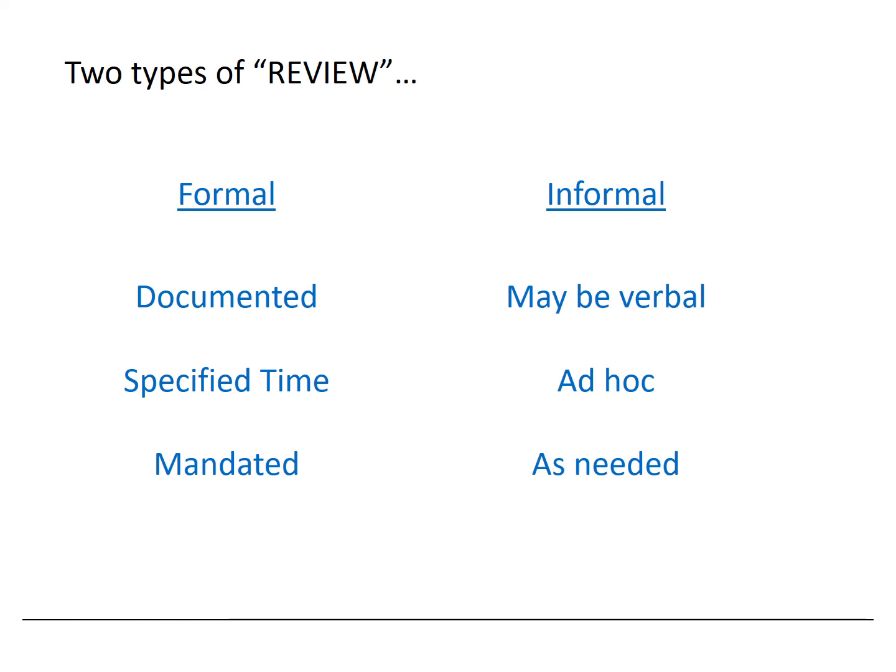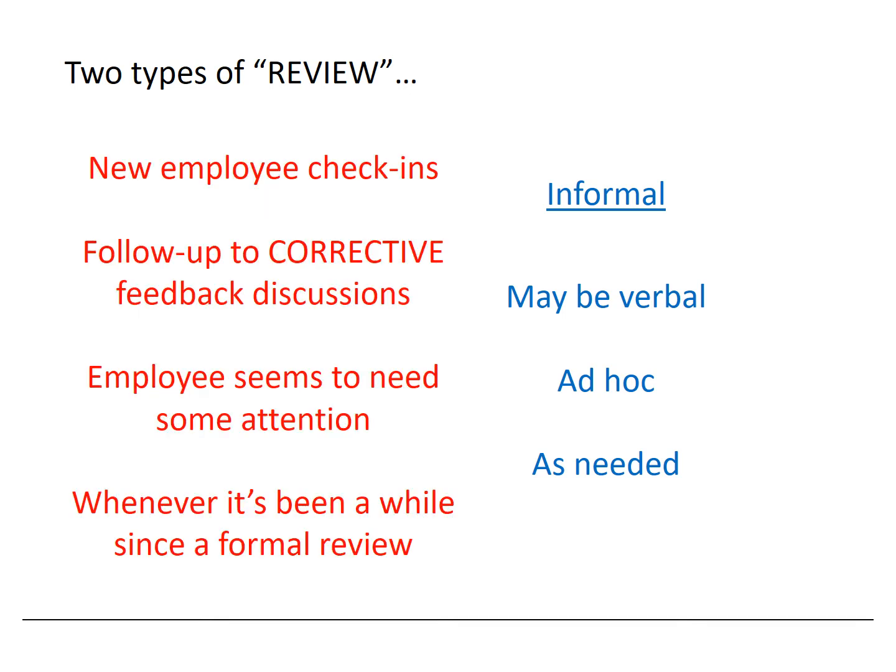The other type of review is an informal review conversation. This might be a verbal conversation, and it's generally an ad hoc discussion that happens when it's needed rather than being set for a specific time. Informal review conversations are done based on manager judgment and discretion, rather than being mandated by a central Human Resources Department. There are lots of reasons for a manager to decide to do an informal review with an employee.